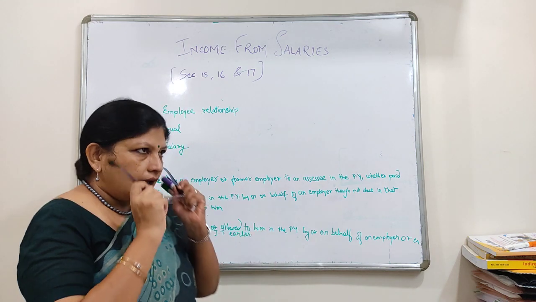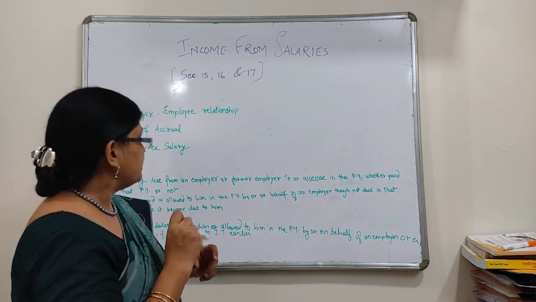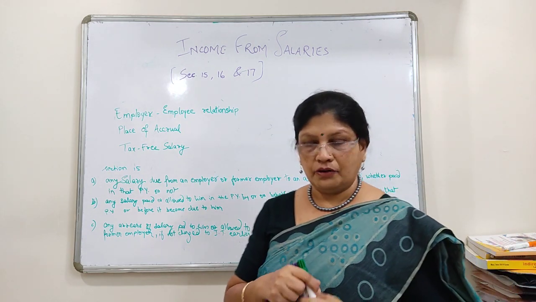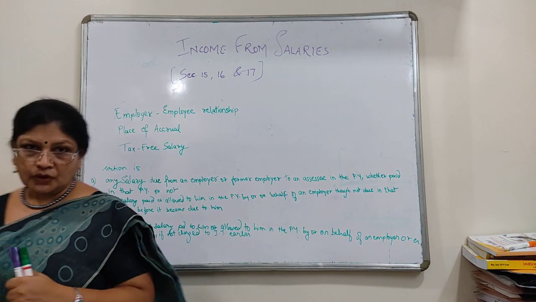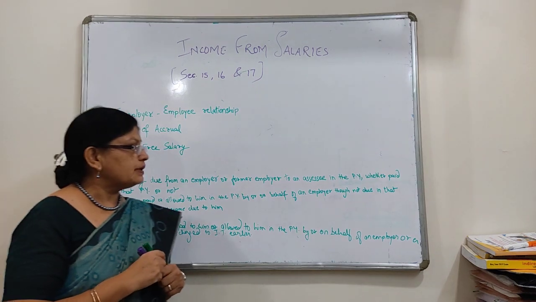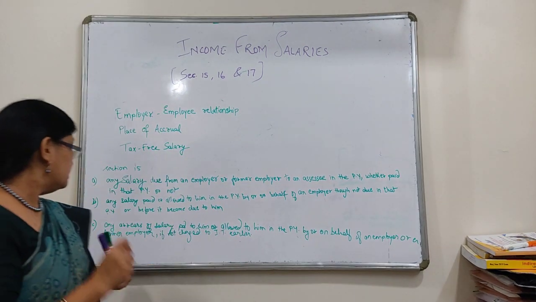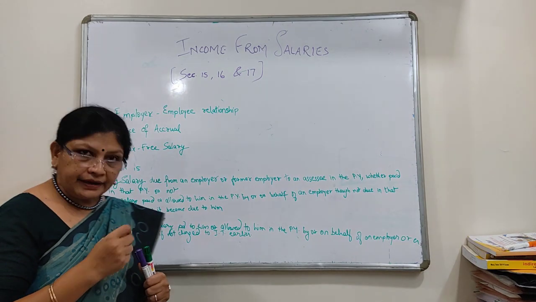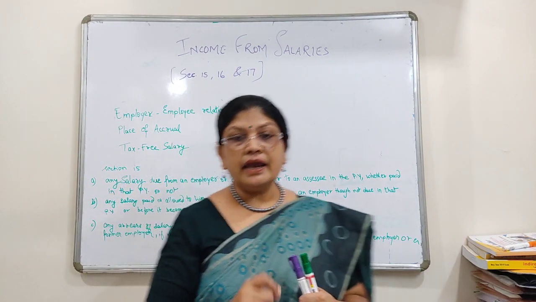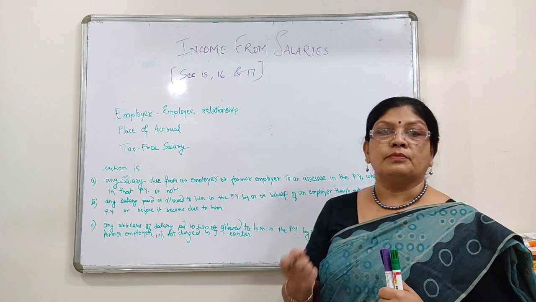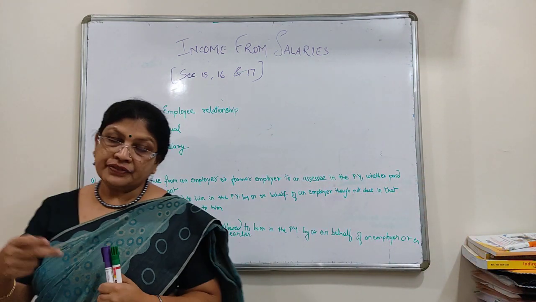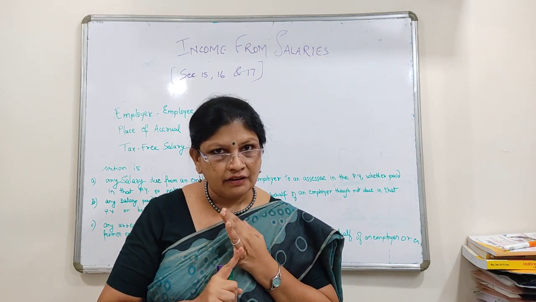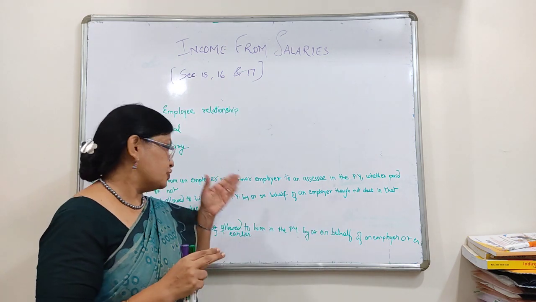Salary includes, as per section 15, any salary due from an employer or former employer to an assessee in the previous year, whether paid in that previous year or not. Second, any salary paid or allowed to him in the previous year by or on behalf of an employer, though not due in that previous year or before it became due to him. Or any arrears of salary paid or allowed to him in the previous year by or on behalf of the employer or former employer, if not charged to income tax in the earlier previous years. It means arrears of salary received, advance salary, or actual salary, everything is taxable under section 15.